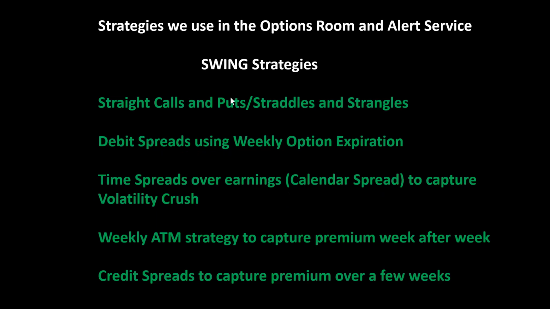All right. Now in the room and on the alert service, these are the strategies that we do. We have these swing strategies that we use: straight puts and straight calls, straddles and strangles, which are non-directional trades, debit spreads, usually weekly options expiration, time spreads over earnings. This is again another non-directional trade where we harvest implied volatility crush when the earnings come out. Then I have another strategy called the weekly ATM strategy, where we sell puts against a neutral to bullish stock every week while holding a further out in time dated long put at a lower strike price to protect that position. And we do credit spreads.